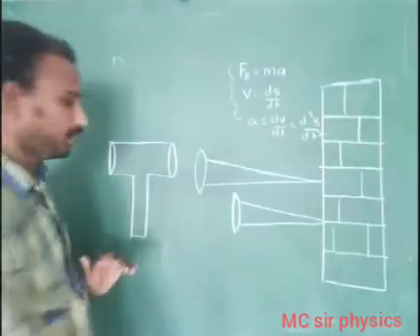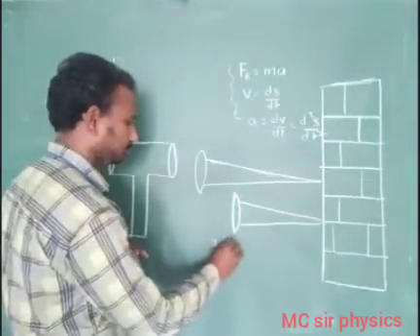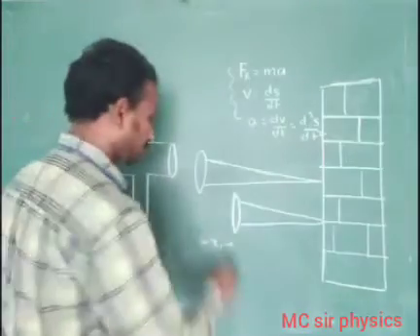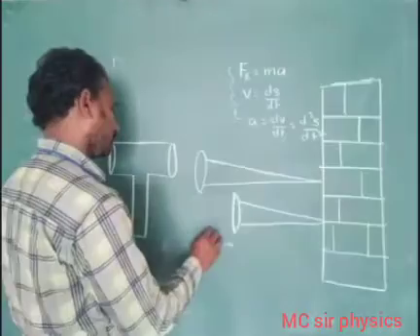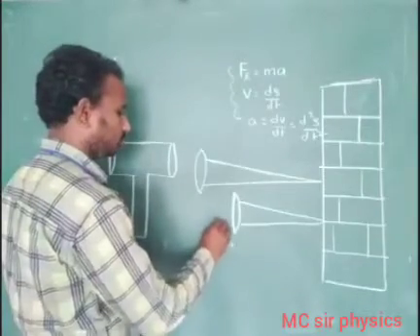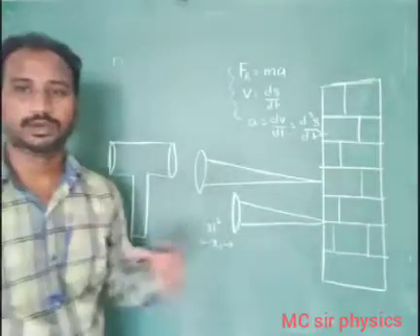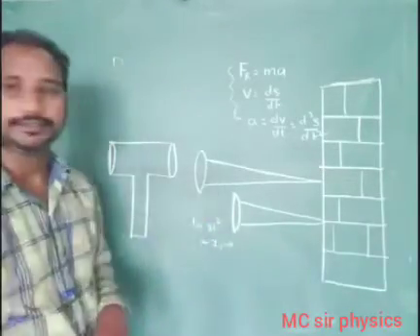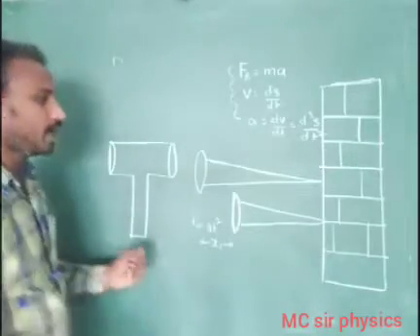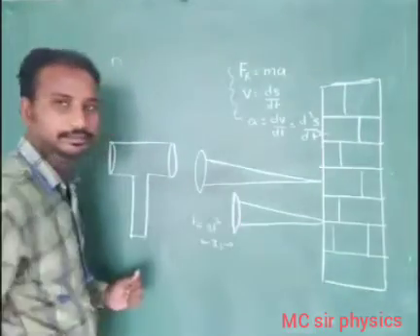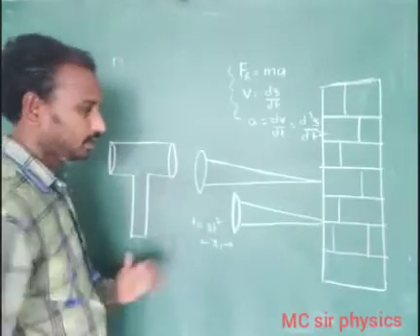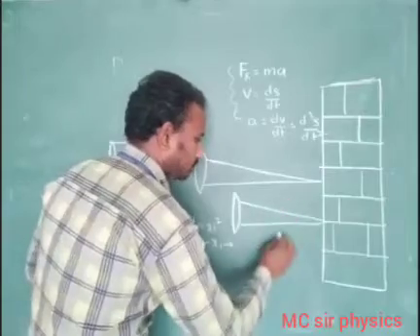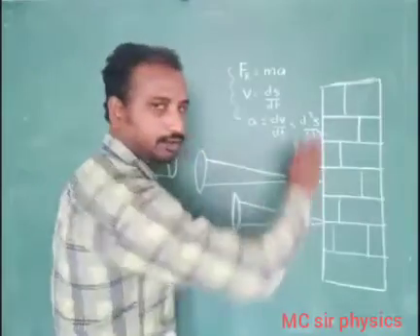How much displacement? x1 displacement. How much time taken? The time is 2t square. Time value T1 is equal to 2t square. In the second time, you have to hit the same nail, the same head of the nail. Then what happened? This nail moves some distance into the wall.